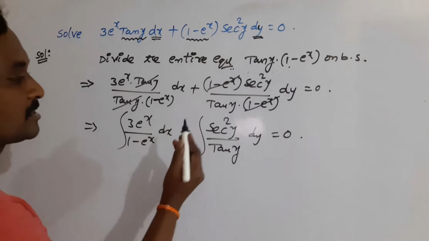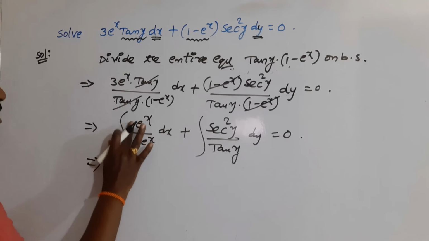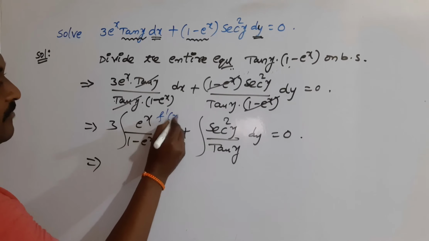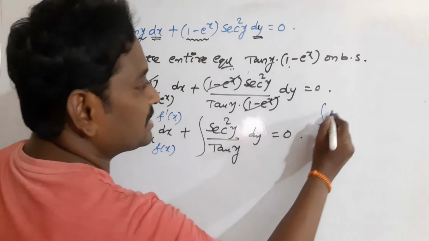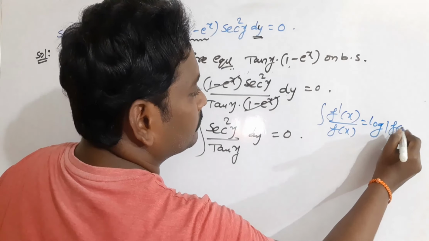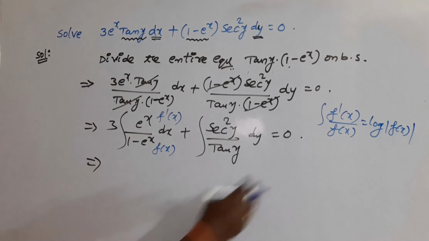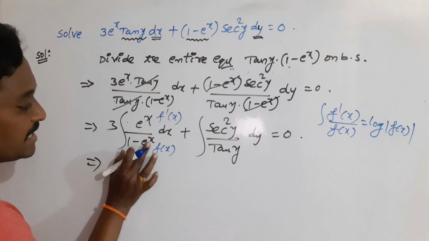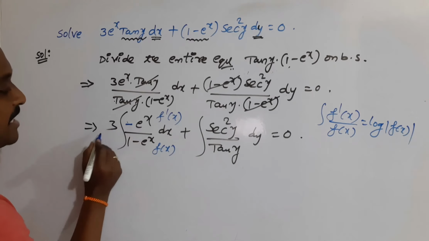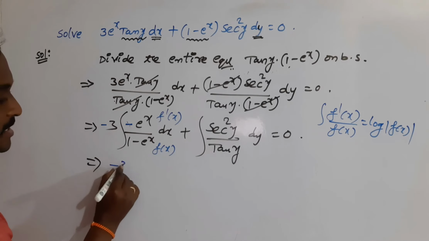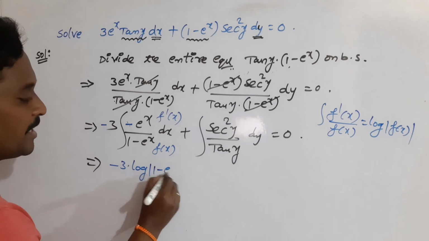So take integration on both sides. So 3 is the constant term right outside of the integration. Clearly we are observing that this is in the form of f dash of x by f of x. What is the formula for integration of f dash of x by f of x? Log of denominator. Okay, according to this formula I will write the integration here, but derivative of 1 is 0 and derivative of minus e power x is minus e power x. That's why I will write one negative sign inside and one negative sign outside. Minus into minus positive. So minus 3 times log mod 1 minus e power x.